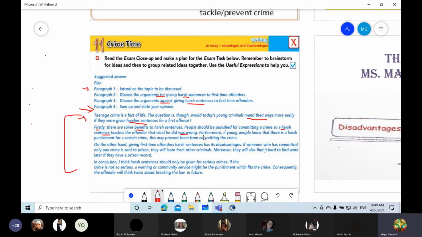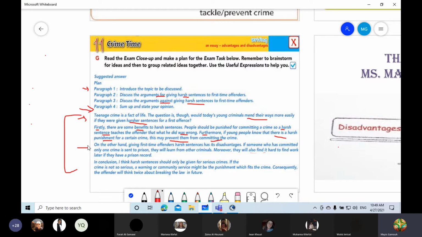So here the advantage in our case teaches the offender, the one who committed the crime, that he did something wrong. Furthermore, if young people know that there is a harsh punishment for a certain crime, this may prevent them, this may stop them, this may eliminate them from committing the crime. So before thinking of doing a crime, they will think that if I commit a crime, I will be given a harsh punishment, so I shouldn't make a crime. So this is an advantage.